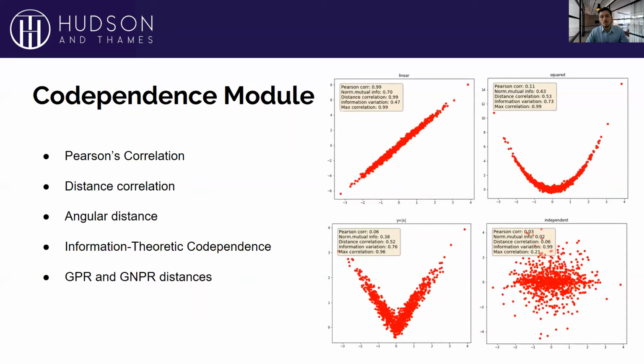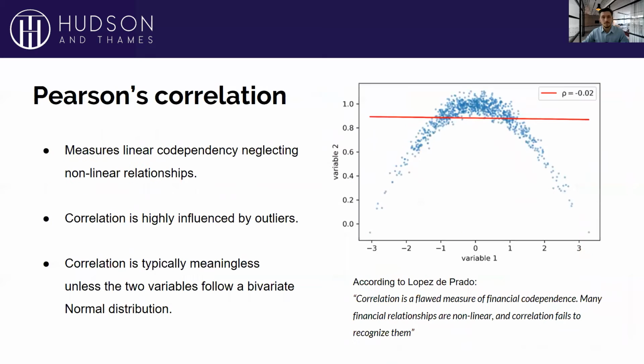So I'm going to be briefly covering the Pearson's correlation, the distance correlation, the angular distance, the information theoretic codependence, and the GPR and GNPR distances.